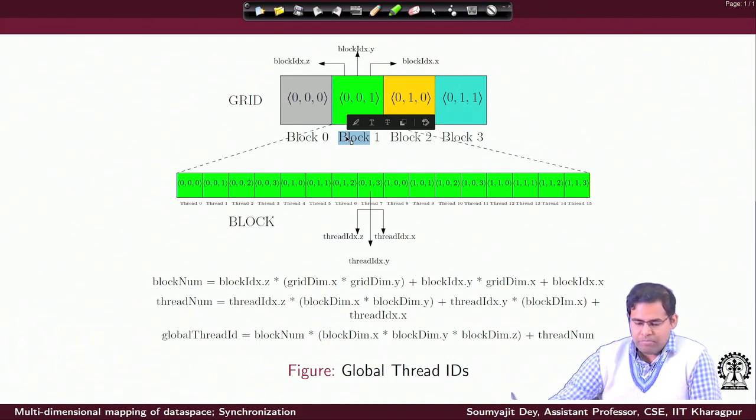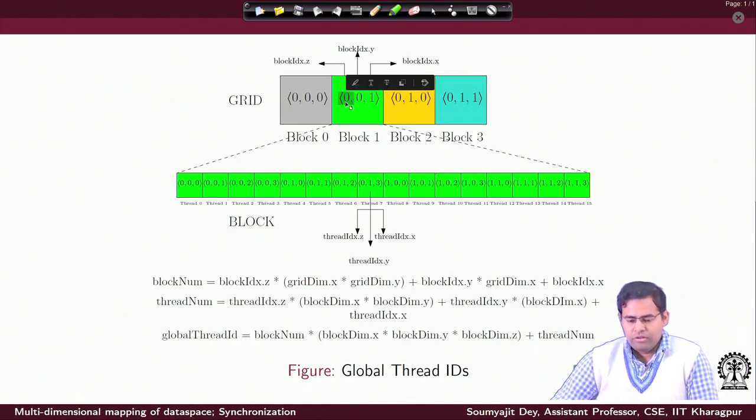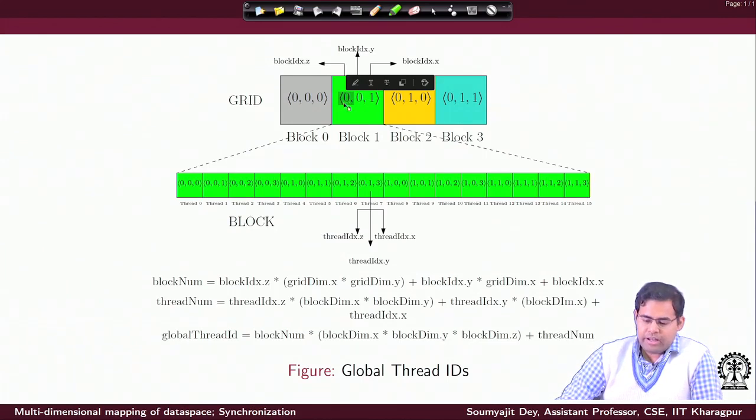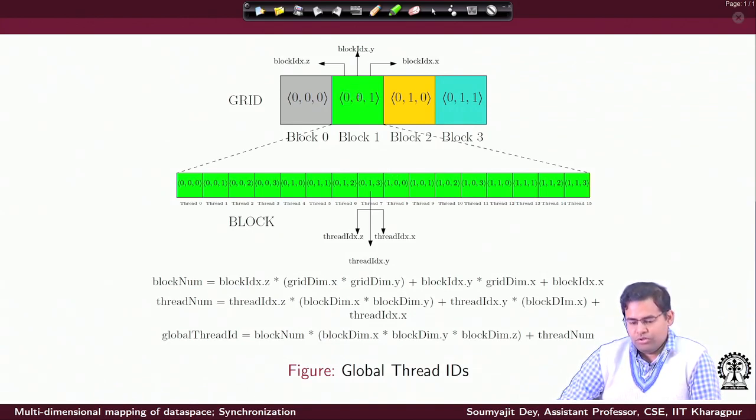You can just apply this system of equations and try to evaluate. What do you really get here? The block ID in the z axis is 0, so this part does not work. Then the block ID in the y axis is also 0, so this part of the expression also does not come into play. So, you are only concerned about blockIdx.x, and that gives you 1.